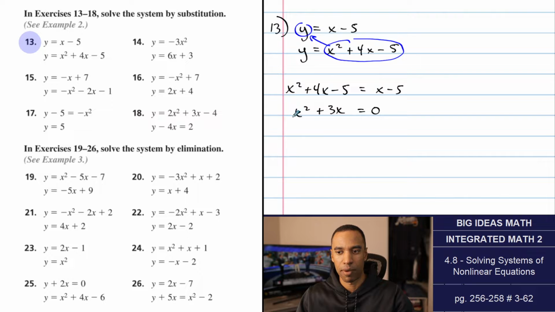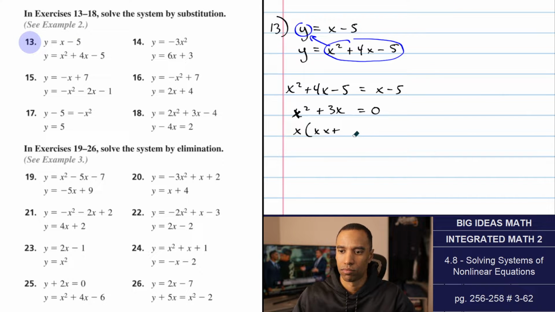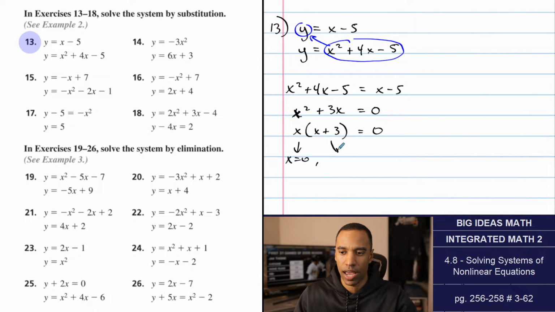And we can solve using any method of choice. I really like solving by factoring. I have a GCF of x, so x times x plus 3 equals 0. And by zero product property, x would either equal 0 or x equals negative 3.